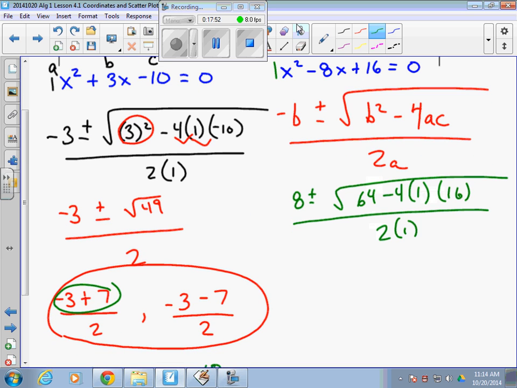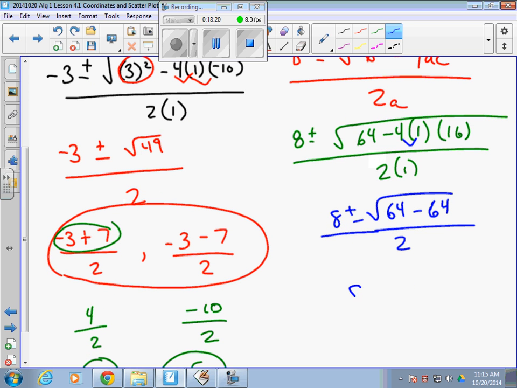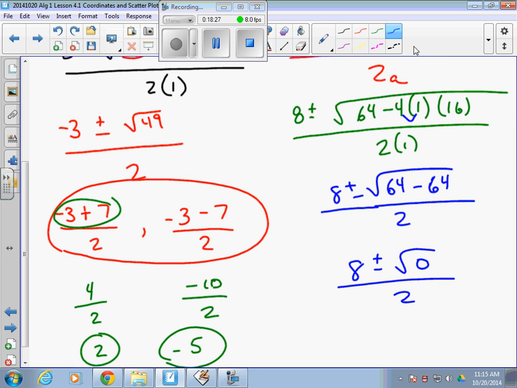So now you have the square root of 64, minus 4 times 1 times 16. Notice what we have when we do that. It's 8 plus or minus the square root of 64 minus 64, over 2 times 1, which is 2. So 8 plus or minus the square root of 0, over 2. And remember, if the radicand is 0, there's only going to be one solution. It's going to say 8 plus or minus 0, so it cancels out, over 2. And the solution is 8 divided by 2, which is 4.